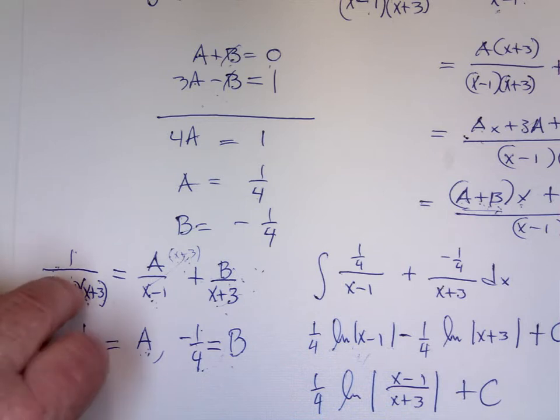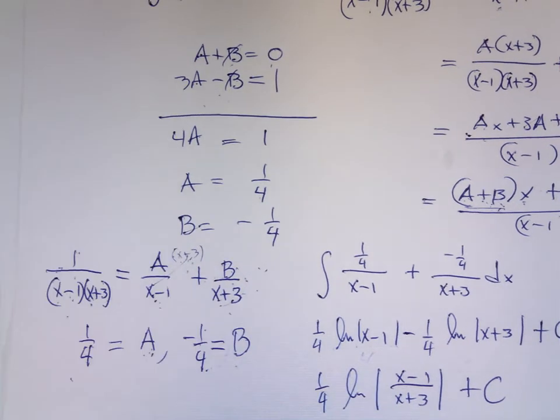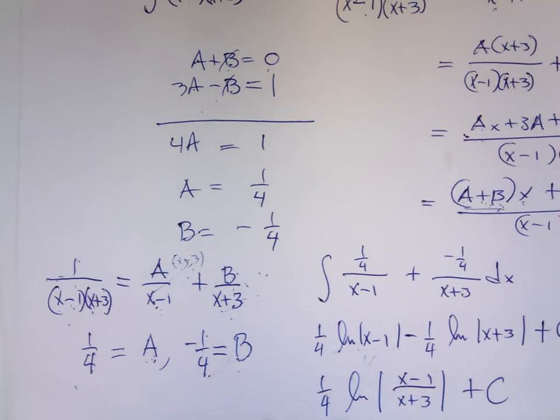Okay, you ready? But isn't it 1/4 over x minus 1 plus negative 1/4 over x plus 3? Yes, that's the integral that you get. I'm not going to ask you for the integral. All I'm going to ask you for is the sum of the two constants. Okay? I'm going to assume you can do the integral. The integrals are pretty simple.